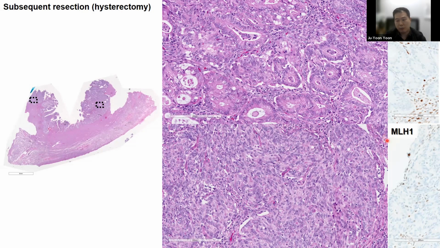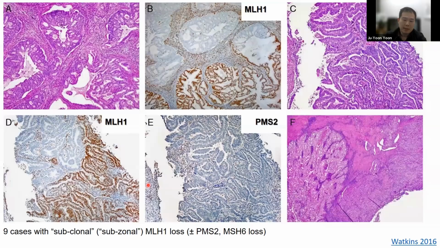And this was one particular case where both areas showed the MLH1 loss. So I did not see a subclonal pattern, at least in this particular block. At least in the gynae world, and certainly when we're talking about endometrial carcinoma, we talk about a subclonal or subzonal pattern of MLH1 loss. Usually if it's loss, it's usually MLH1, and I'll touch on that a little later.